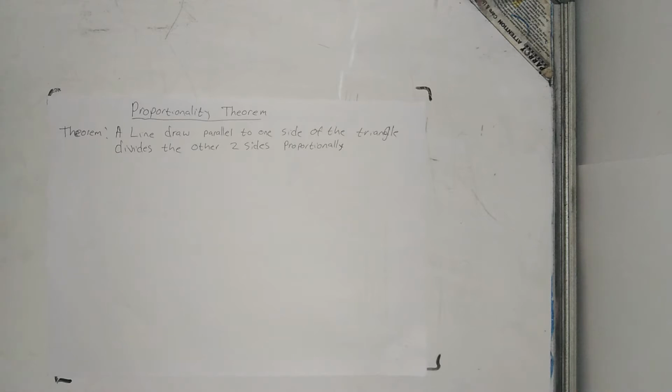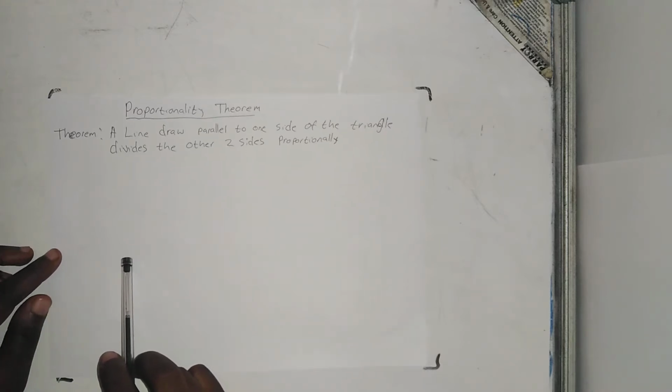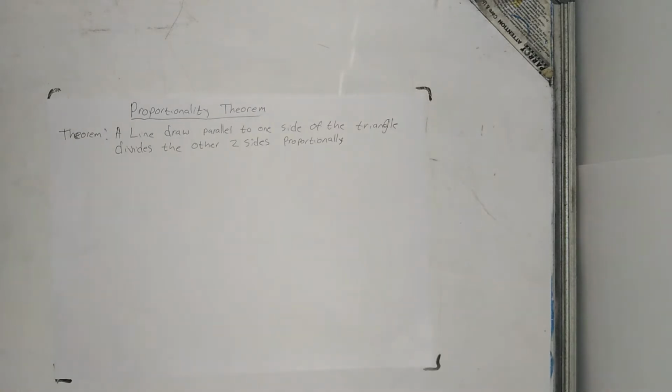Proportionality theorem. Number 1, what does it say? A question can come in the exam and say state the proportionality theorem. So you will have to know how to state it. It says the following, ladies and gentlemen: a line drawn parallel to one side of the triangle divides the other two sides proportionally. Other books say a line drawn parallel to one side of the triangle divides the other two sides in the same proportion. So when somebody says proportionally or in the same proportion, those people mean one and the same thing exactly. So do not be confused.